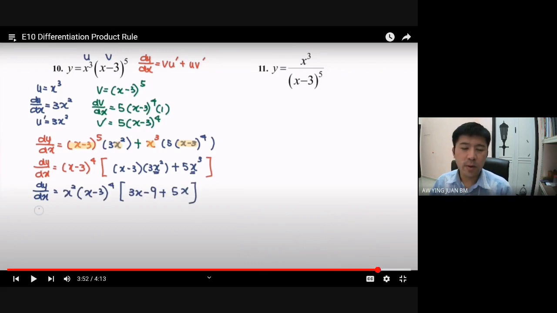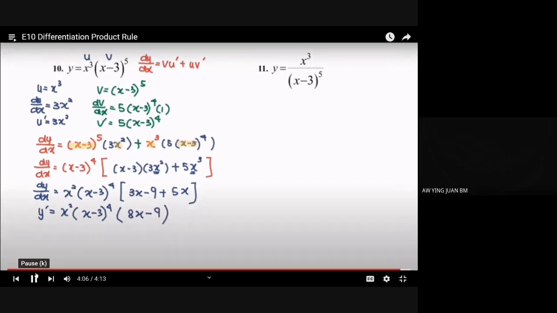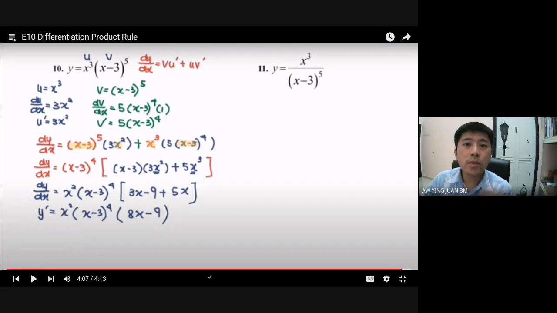Okay, the simplest form. Y prime equals to x squared bracket x minus 3 power 4 bracket 5 plus with the 3 we'll have 8x minus 9. Okay, so kita ada dua kaedah atau cara untuk menjawab. So ini adalah yang pertama. Faham tak? Yang pertama iaitu masa you buat ketika SPM.